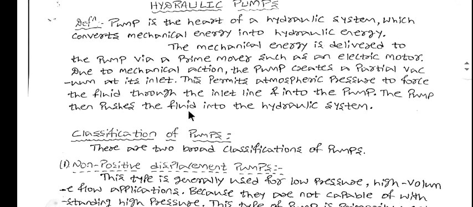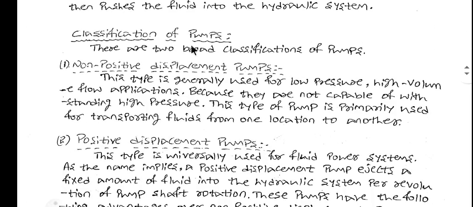Now we'll see the classifications of pump. The pump is going to be classified into two types. One is non-positive displacement pump, other one is positive displacement pump. Which type of pumps you will call it as non-positive displacement pumps? Non-positive displacement pumps are generally used for low pressure, high volume flow application where low pressure is required and high volume is required. There we are going to use non-positive displacement.